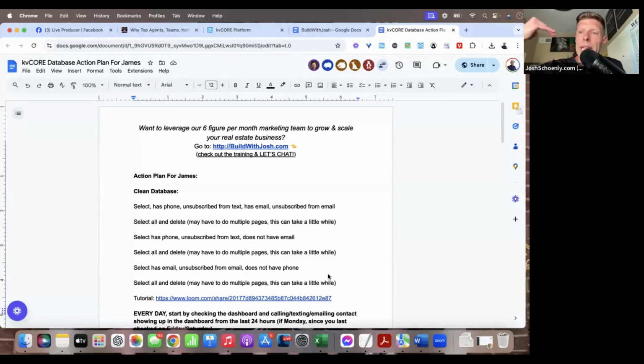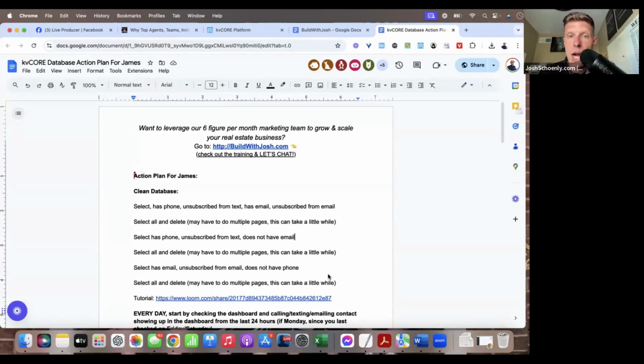First and foremost, we need to clean the list. And I think there's two things that happen with this in my estimation. If you want a nice yard, every so often you've got to pull the weeds to make room for the nice green lush grass to fill in. And so it is with our database. We need to prune out the junk to make room for more good. What does that mean? So specifically in kvCORE, this was my recommendation to James. And I recently did this before starting some new campaigns and doubling down on a lot of what you'll find at buildwithjosh.com.